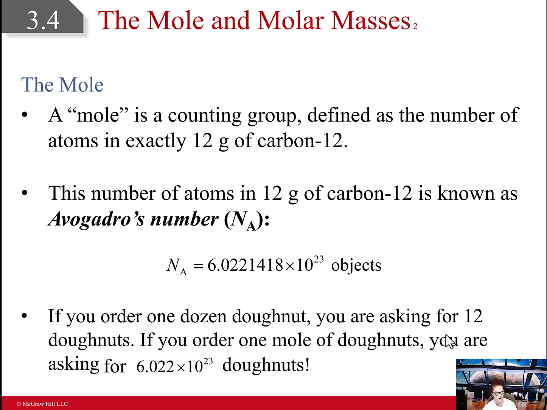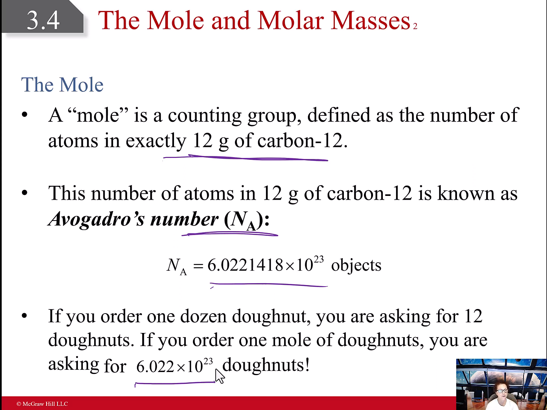What it does is it bridges that gap between the atomic level and the real world where we are. A mole is defined as the number of atoms in exactly 12 grams of carbon-12. So the number of atoms in 12 grams of carbon-12 is Avogadro's number, and that's 6.0221418 times 10 to the 23rd objects. We're going to typically just leave that at 6.022 times 10 to the 23rd. So a mole of anything is 6.022 times 10 to the 23rd.